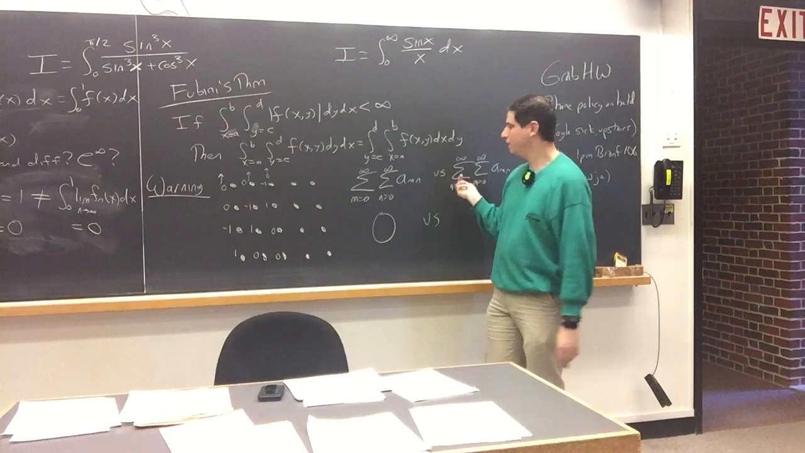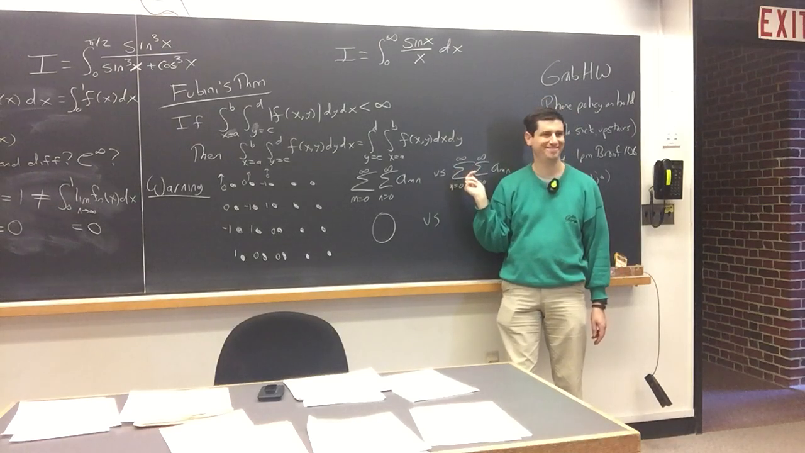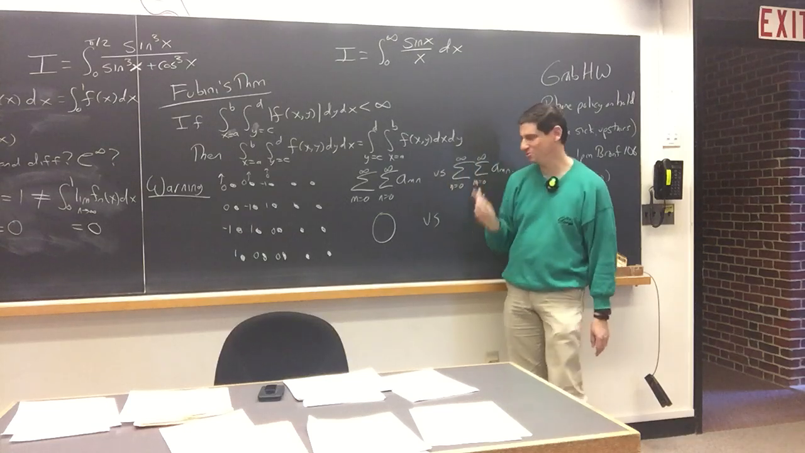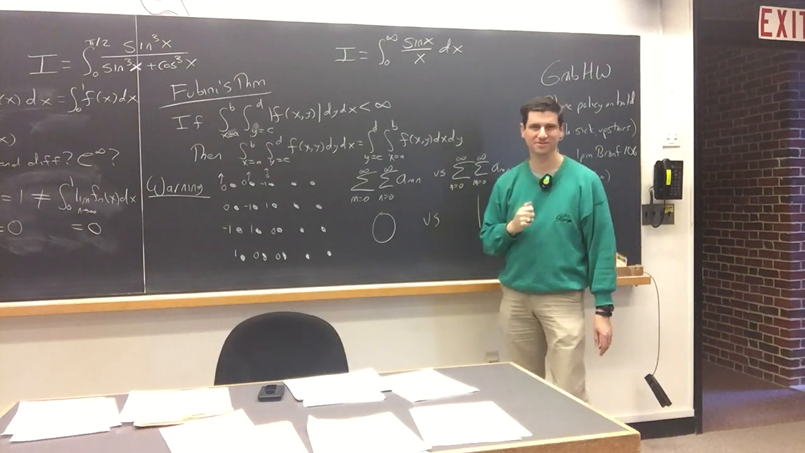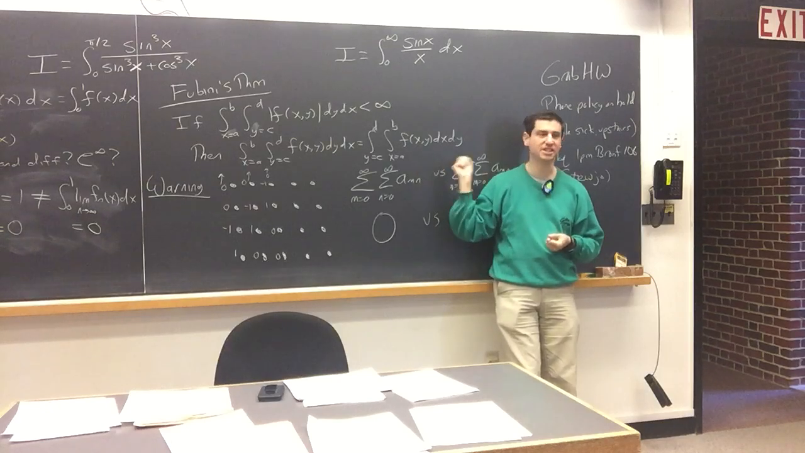Now let's look at it this way. Now I first fix a row. What does each row sum to? 0, except for the first row, which sums to 1. So I can't switch the order of sums. How many of you have ever seen a counterexample to Fubini? How many of you have seen Fubini's theorem in Calc 3?